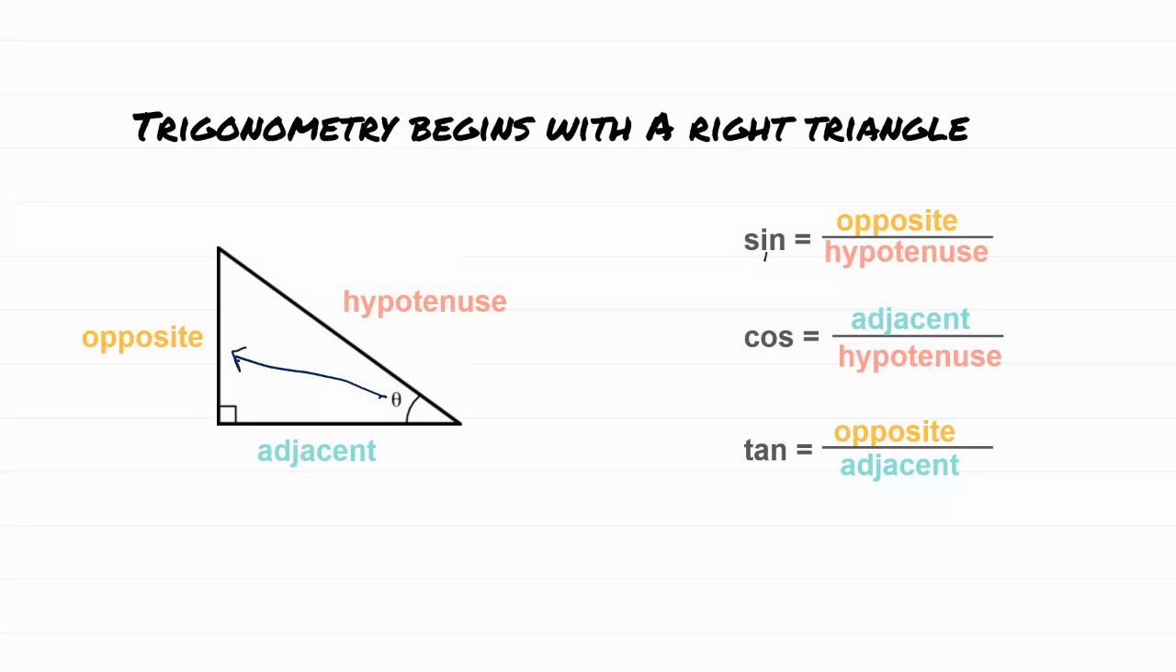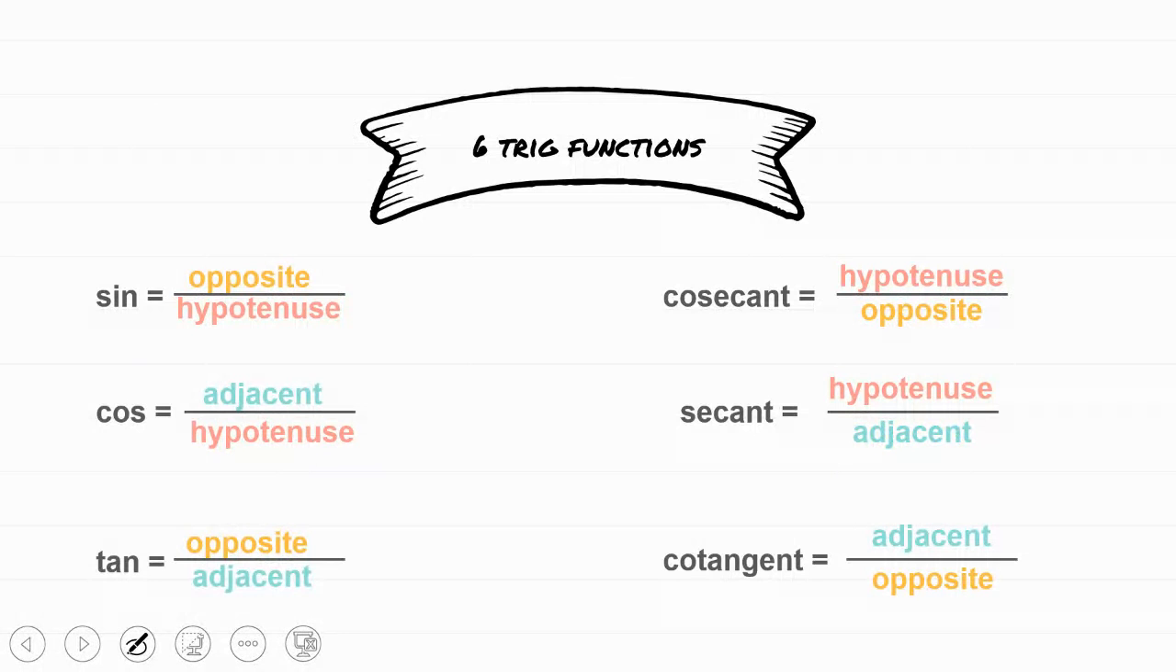You have sine, which is the opposite side over the hypotenuse side. You have cosine, which is the adjacent over the hypotenuse. And you have tangent, which is opposite over adjacent. Now, in pre-calc, we talk about the other trig functions as well. Each trig function has its own inverse function.